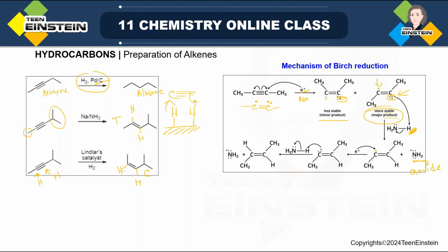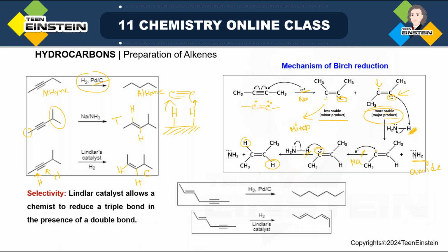Now you are simply having one electron over this left-hand side carbon. Another electron will come from sodium, and you will get another negative charge over the other carbon. Again, it will take a proton from ammonia. And finally, you are getting these two hydrogens on the opposite side. So this is the major product, but from this also you will get some minor product. So this is the mechanism of Birch reduction. A radical anion species is involved.